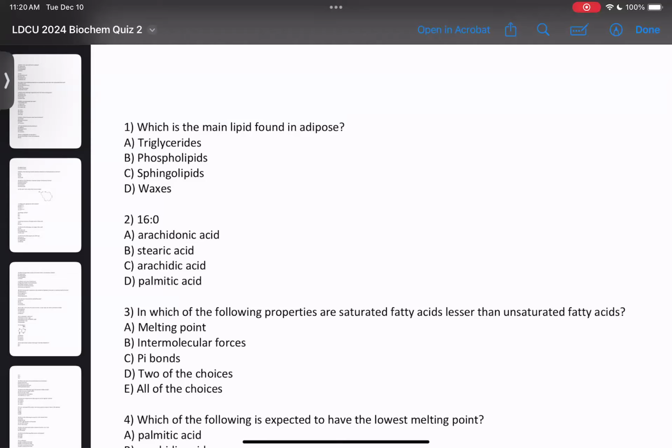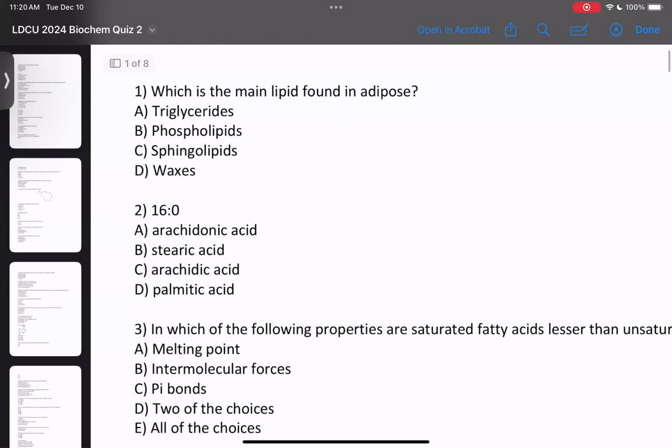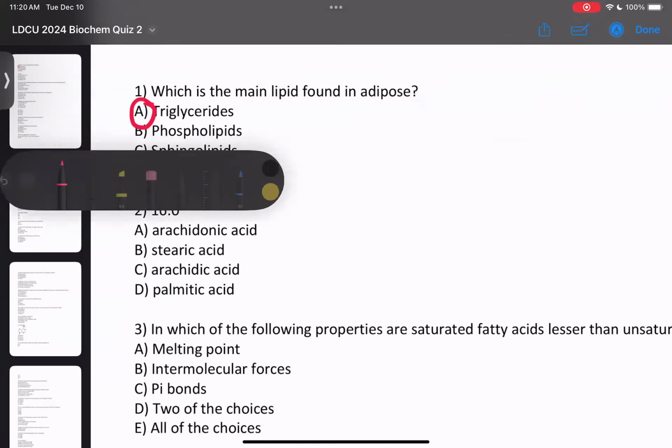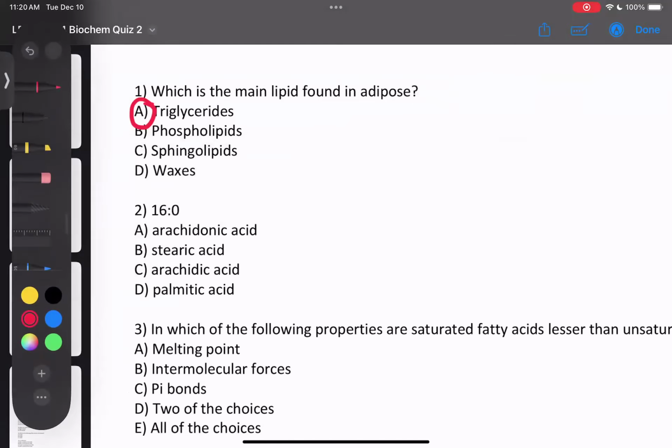The first 20, I believe, sa lipids, katulad nung unang tanong, which of the following is the main lipid found in adipose? And the answer for that would be the triglycerides, of course, because whenever you hear of the word, for example, of fat or oil, those are primarily triglycerides.